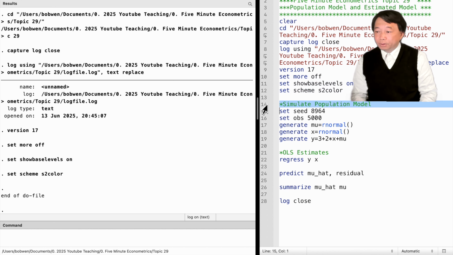However, for simulated data, we can set the population parameters by the data generating process so that the data have specific features. For example, we can set the population model as y equals 3 plus 2 times x plus mu, and the explanatory variable x and the error term mu satisfy the zero conditional mean assumption.